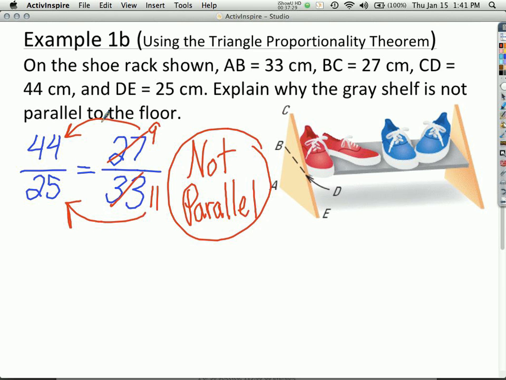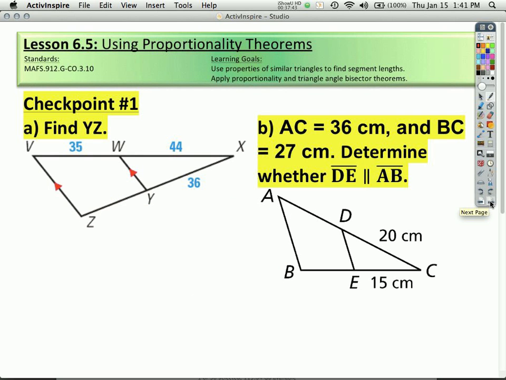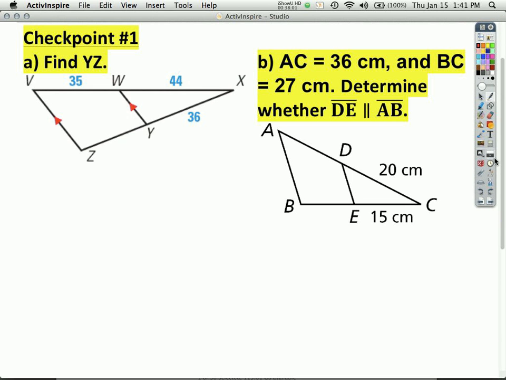Anybody have any questions about what's happening here? So here's an example of taking something that you just started learning and applying it in something totally different. Anyone have any questions? All right, so now you're totally on your own. Checkpoint number 1. These are independent. This is an independent assignment. You're going to find YZ, and then you're going to determine whether these two lines are parallel. And then when you're done, then you can consult with your teammates.